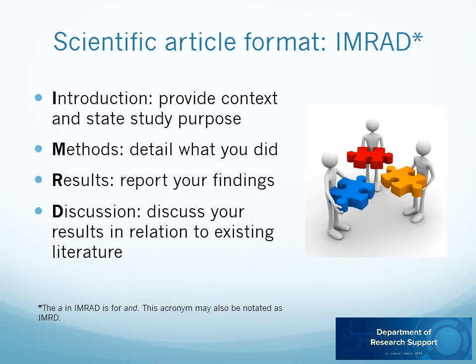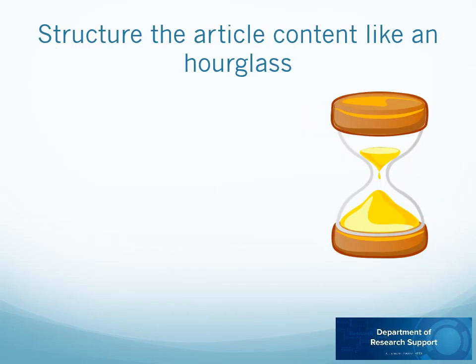When drafting a journal article, you may not write it in this exact order. It is more likely the methods and results will be written first. You can also think about this IMRAD structure for journal articles in a more visual way, like an hourglass.